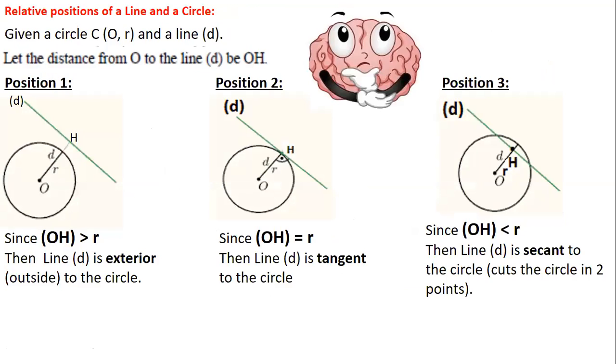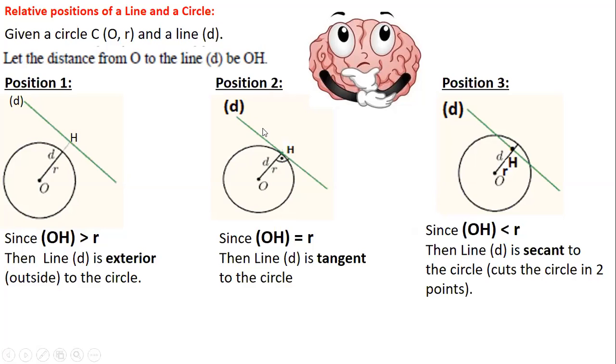Now, talking about the circle, what are the relative positions of a line and a circle? If I have a circle and a line, they might be in 3 positions. Position number 1, the line is outside or exterior to the circle if the distance from the center to the straight line is greater than the radius.